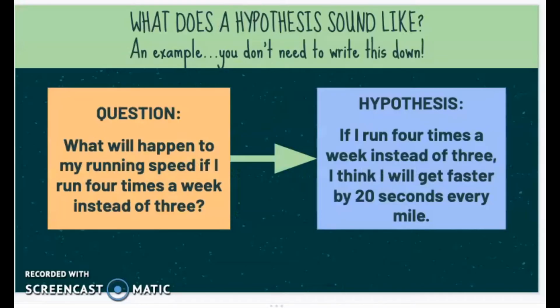So an example of a hypothesis, and you don't need to write this one down, we'll come back to our example in a minute. If the question was, what will happen to my running speed if I run 4 times a week instead of 3? The hypothesis you might make about that is, if I run 4 times a week instead of 3, I think I will get faster by 20 seconds every mile, which if you like to run, you know that my example here is very fast. 20 extra seconds every mile is a lot, but maybe that would happen.